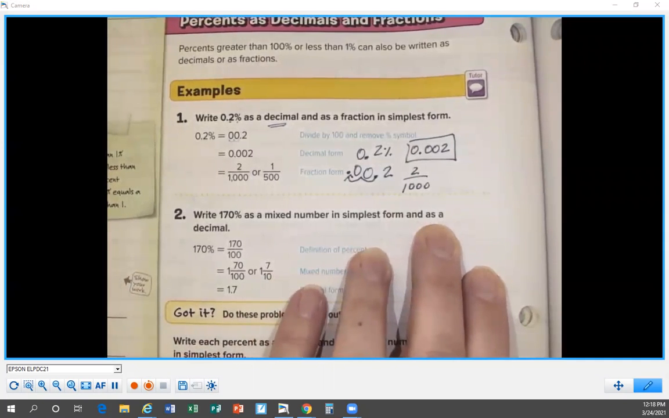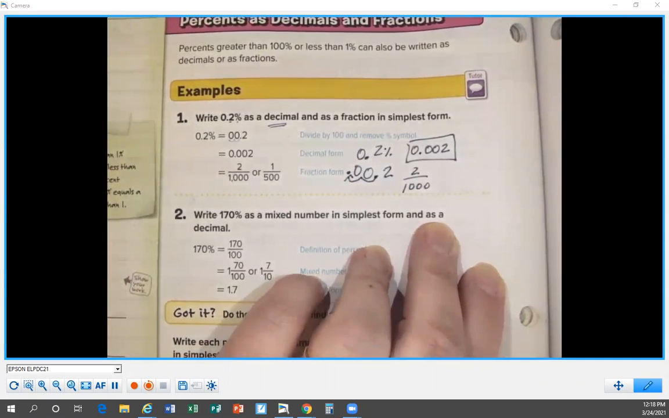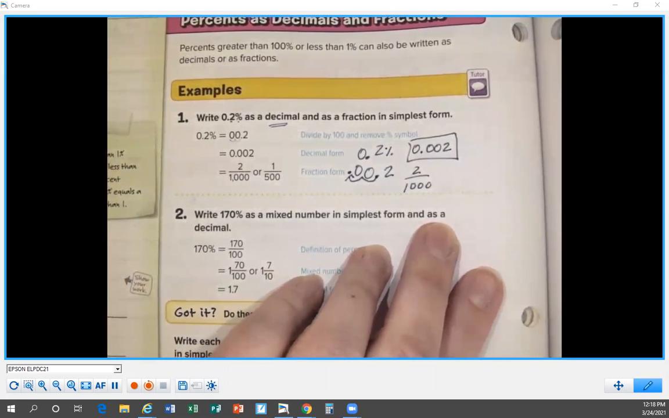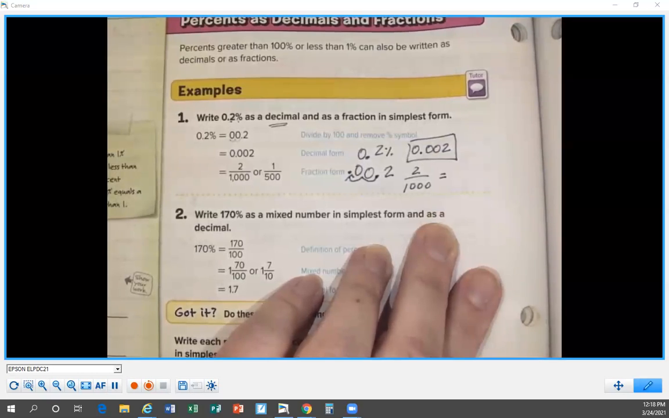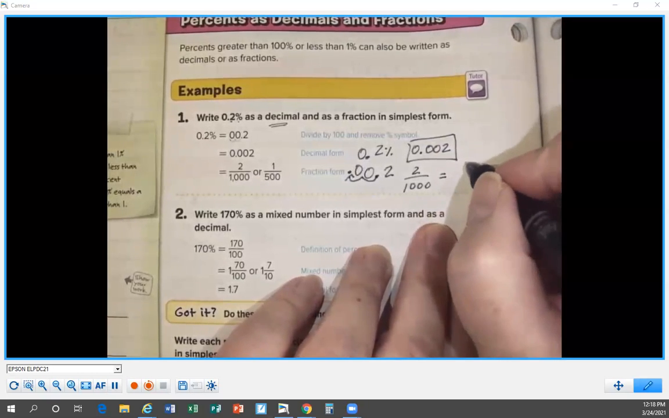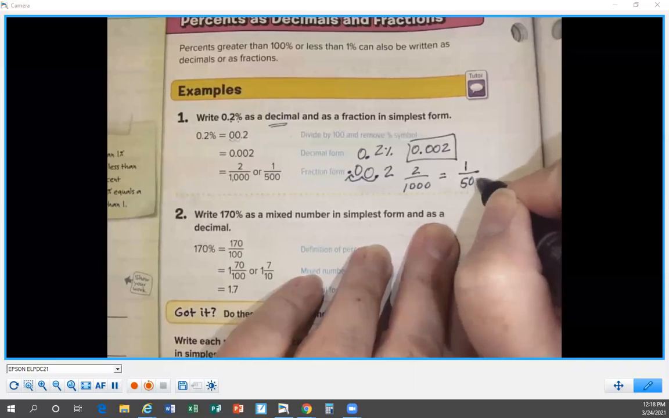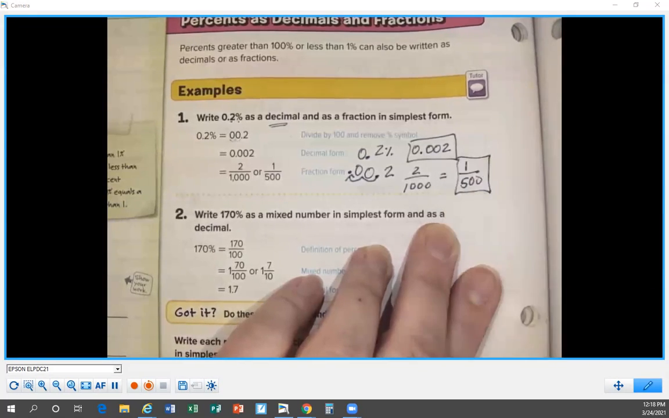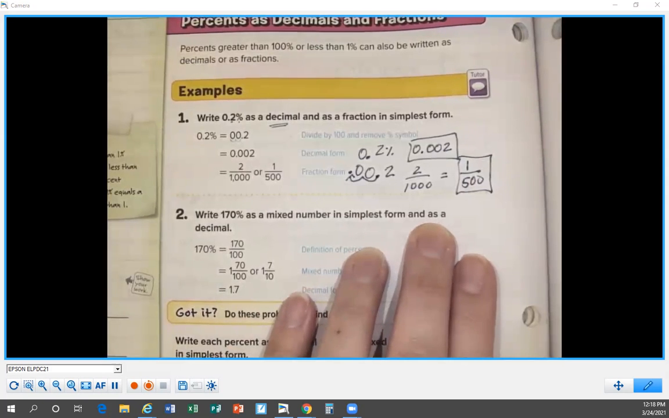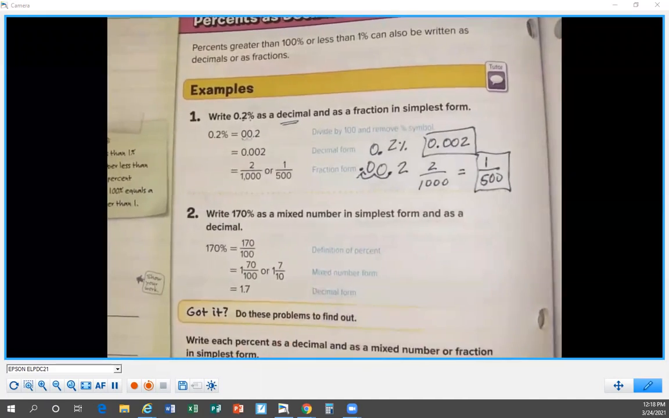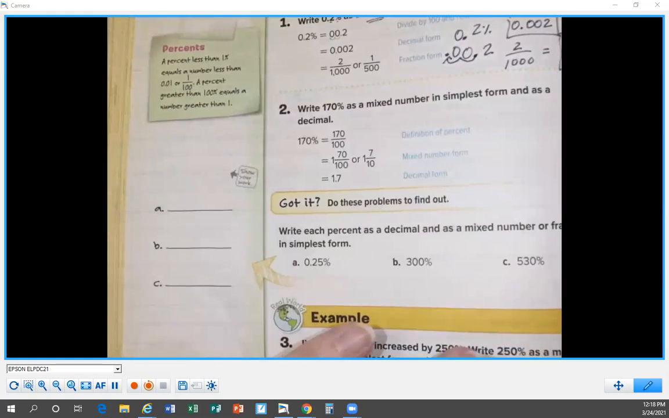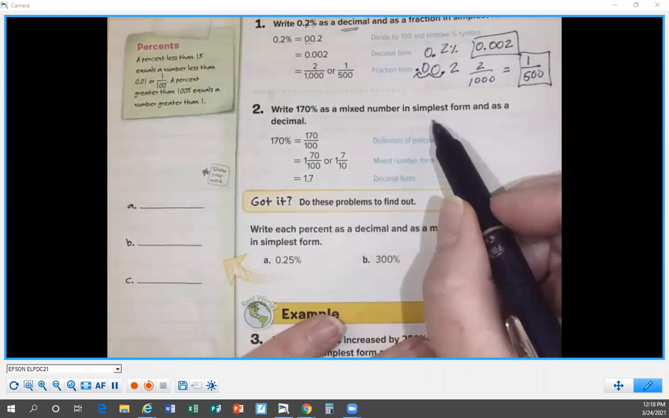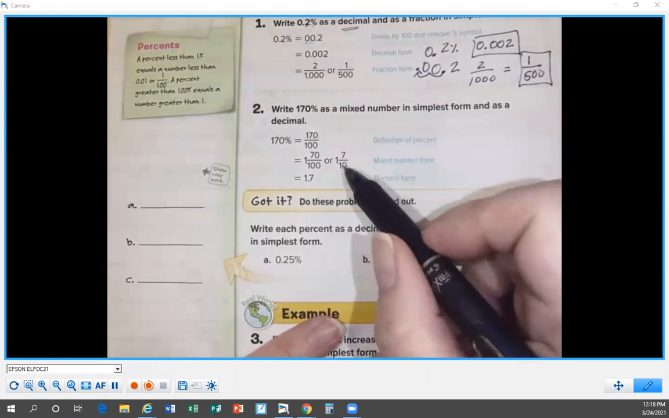Then we look at 2 over 1,000, 2 thousandths, and we see that the 2 and the 1,000 are both even. So even numbers are divisible by 2. 2 divided by 2 is 1. 1,000 divided by 2 is 500. So this is 1/500 as a fraction in simplest form. Example 2. Write 170% as a mixed number in simplest form and as a decimal.